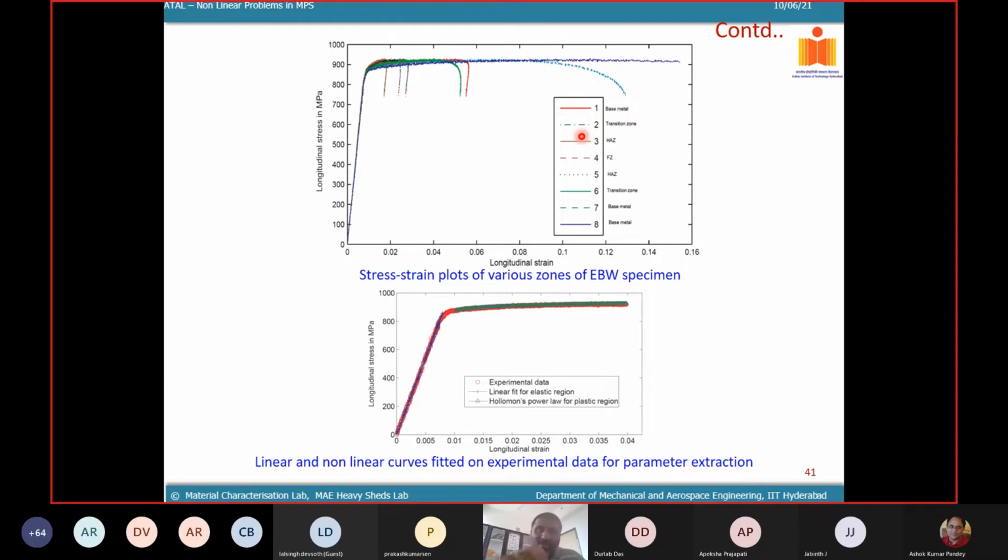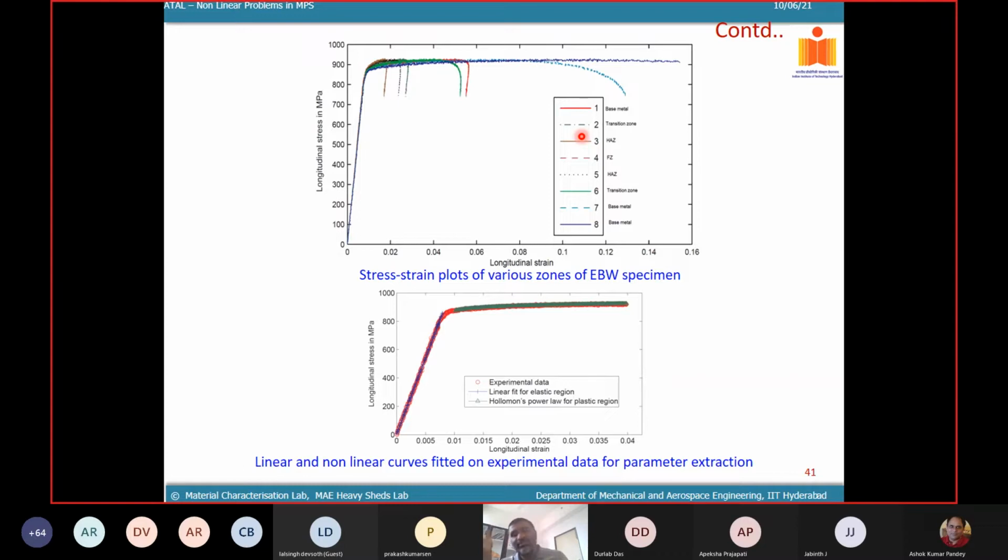And this is what typically the different localized properties are. So we take base metal, plot stress versus strain, and then we have the transition zone, then heat affected and the fusion zone. Base metal and heat affected, we have a transition zone, and you can see how typically the variations are. Base metal is more ductile, whereas your fusion zone is more brittle, but it has very high hardness. That means its stiffness is also high and its yield strength is also high. So that's how the fusion zone is.